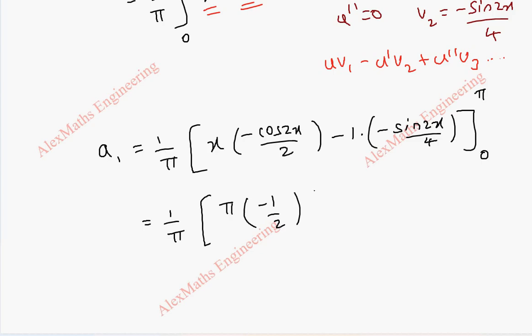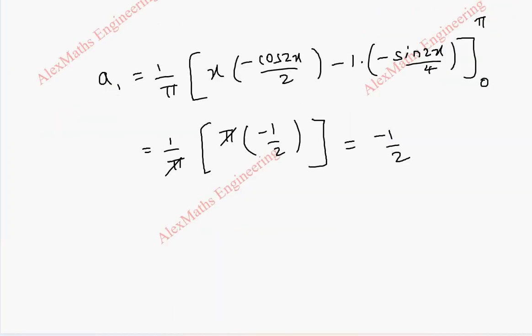When I put the lower limit, everything is 0. And after cancelling this, we have only minus 1 by 2. So we got a1 as minus 1 by 2. So we are going to substitute all this in our f of x.